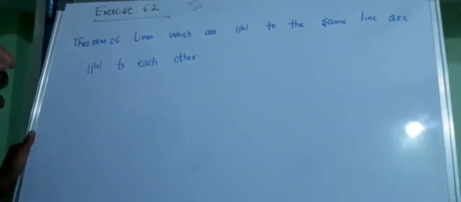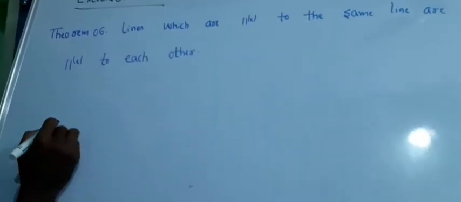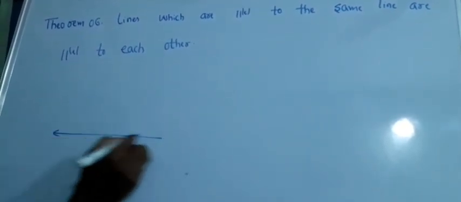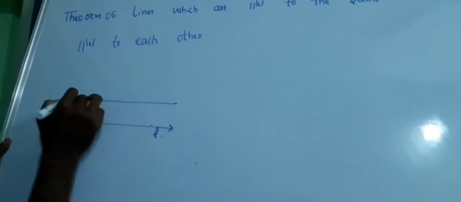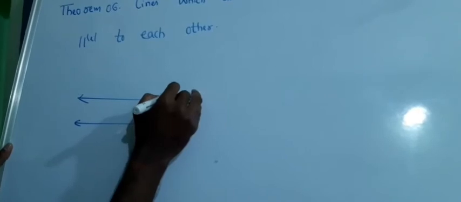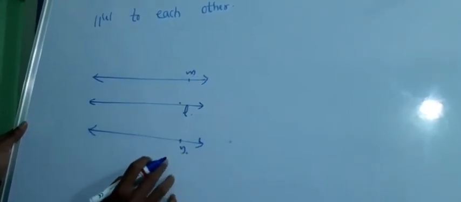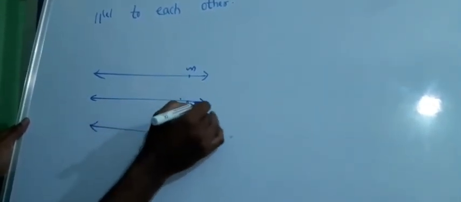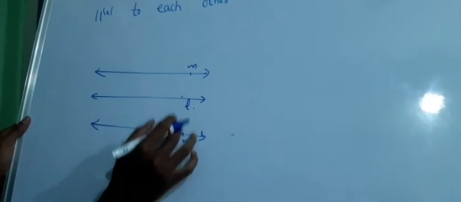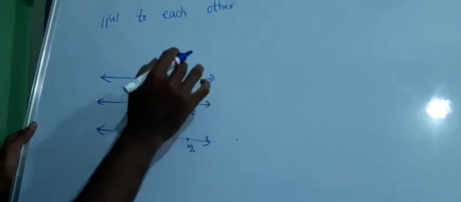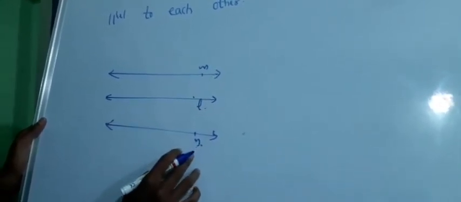Theorem 6: lines which are parallel to the same line are parallel to each other. What does it mean? See, I'll consider L to be a line. M is the other line, N is one more line. If these two lines are parallel to the same line, meaning this line L, if M and N are parallel to L, then M and N are also parallel.